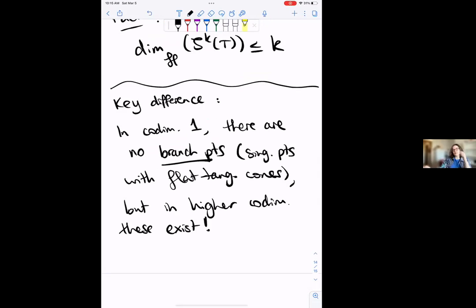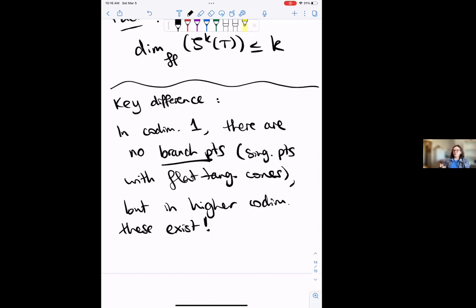So an example of where you see a singular point with a flat tangent cone is already this example that I gave of the holomorphic subvariety in 2D. It turns out that the only tangent cone that you see at the origin is the flat plane W equals 0 with multiplicity 2. So that's a branch point, but it's still a singular point there.